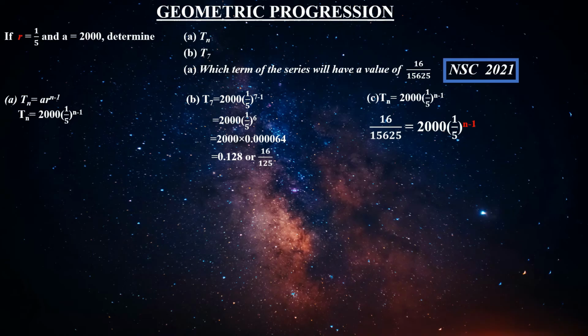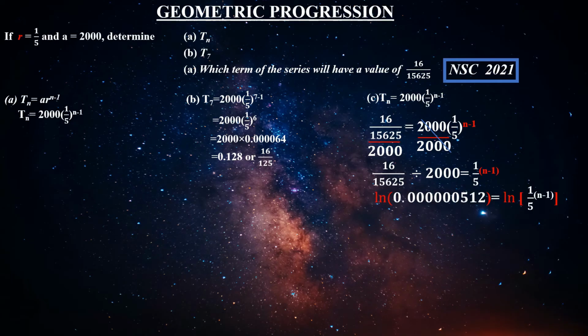So we're going to start by using laws of logarithms. First of all, let's divide both sides by 2000, just to be left with that index term. So if we do that, we're going to have 16 over 15,625, and you can put this in brackets and then divide that by 2000 so that your calculator won't misbehave.